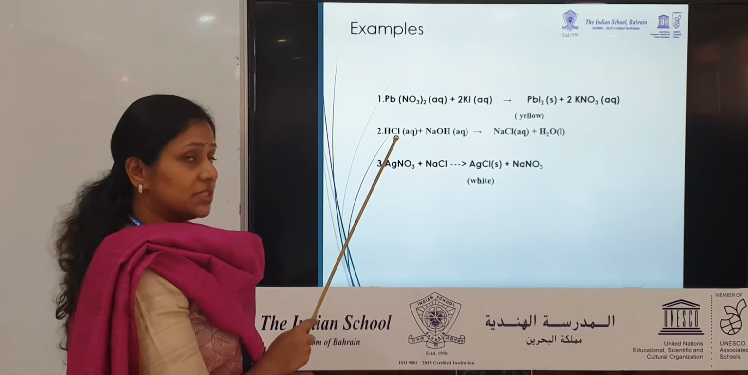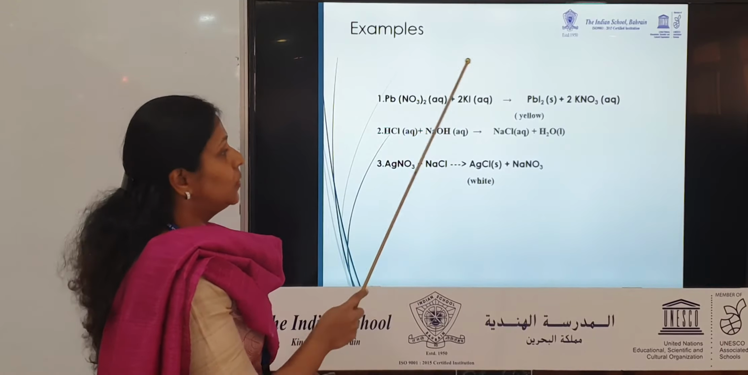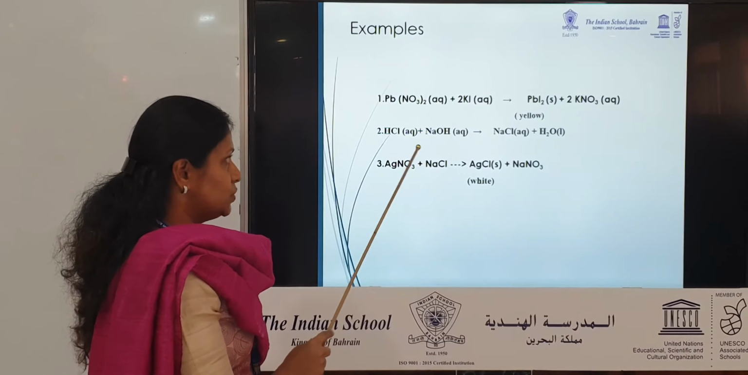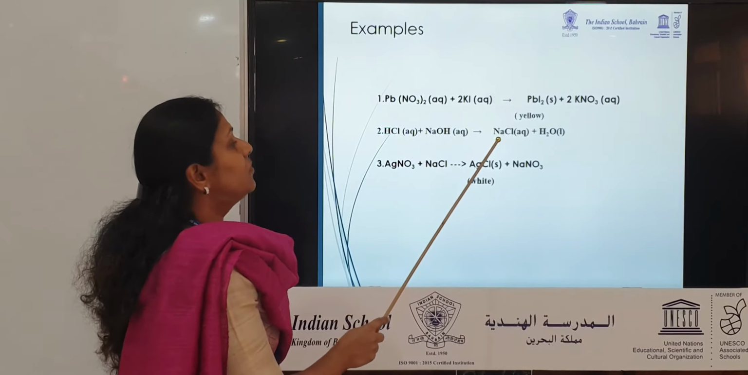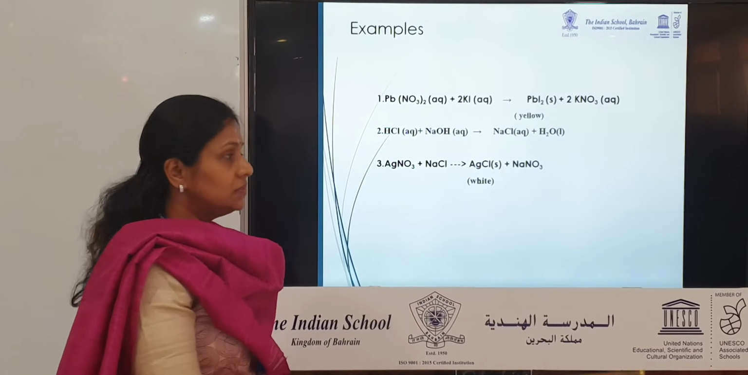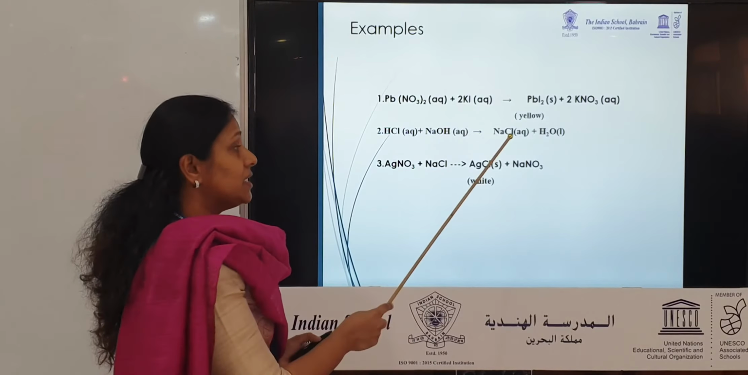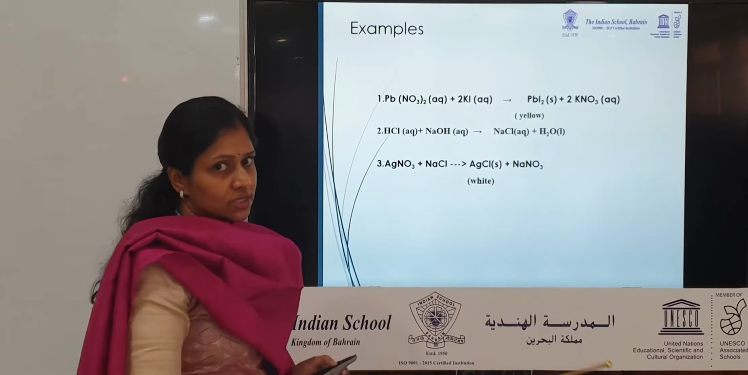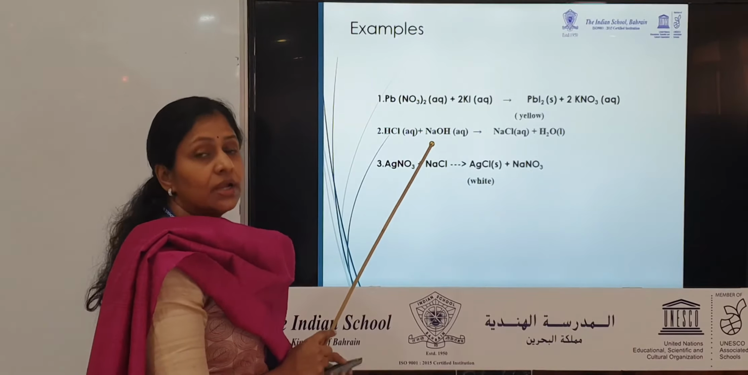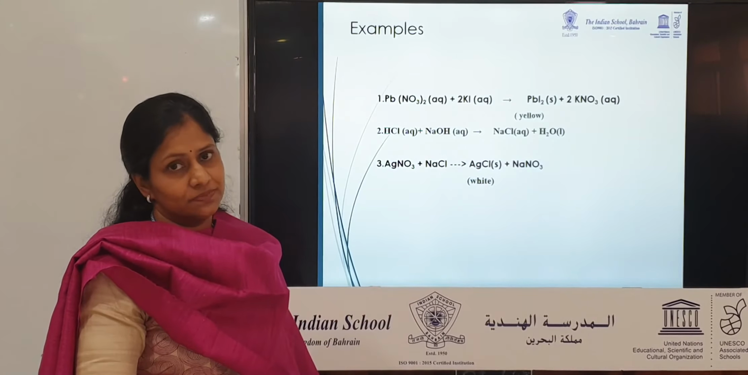See the example for the second one. HCl and NaOH, when it reacts, you are getting NaCl and H2O. Here also mutual exchange of ions has taken place. The products formed are NaCl and H2O. NaCl is soluble in water and H2O, we all know that is a universal solvent. So in this case, there is no solid product. That means no precipitate is formed. So this is an example for double displacement reaction, but not an example for precipitation reaction.